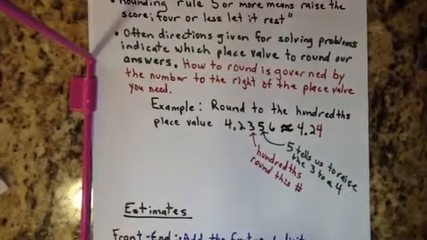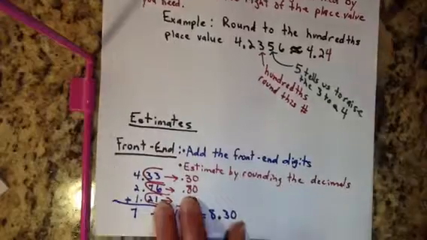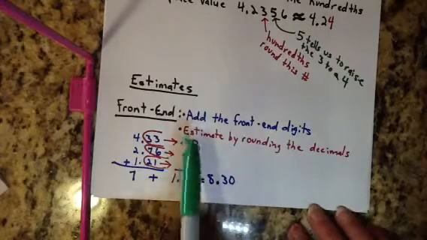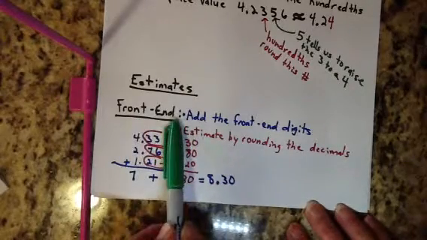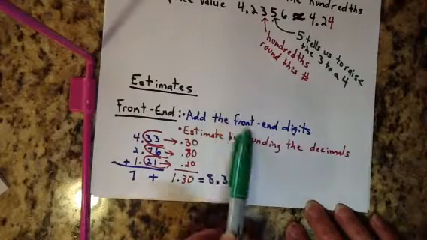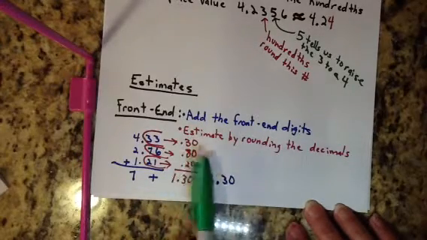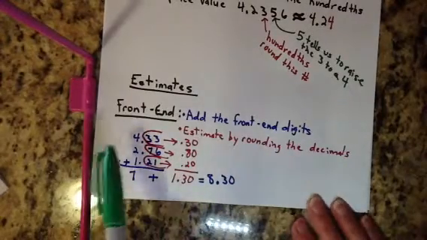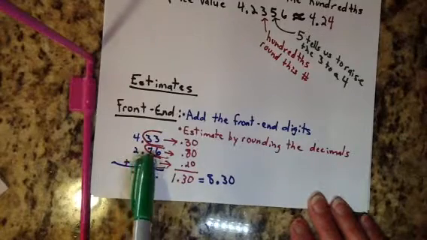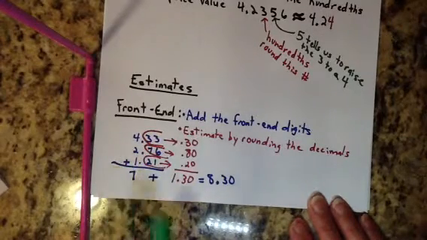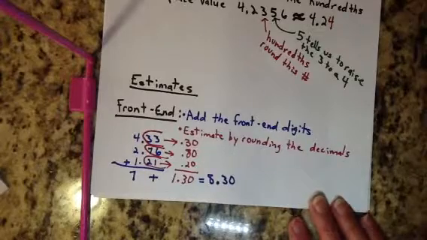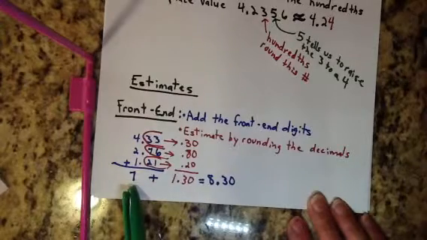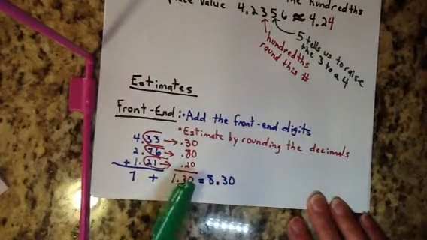Now let's look at some estimation techniques. There's more than one way to estimate, and it kind of involves rounding as well. One way to estimate is called front end. What you do is you add the front end and then you estimate the back end, or what's beyond the decimal. So here we've got 4.33, 2.76, and 1.21, and we're supposed to add those. If we want to quickly add them in our head, we're just going to add the whole numbers. 4 plus 2 is 6, plus 1 is 7.